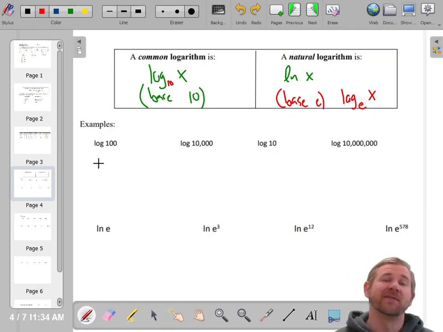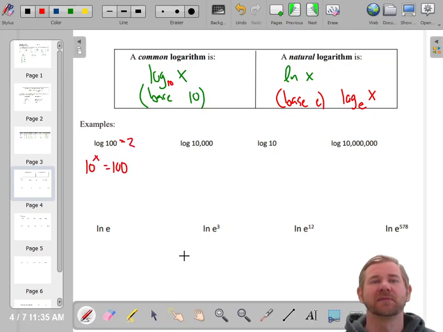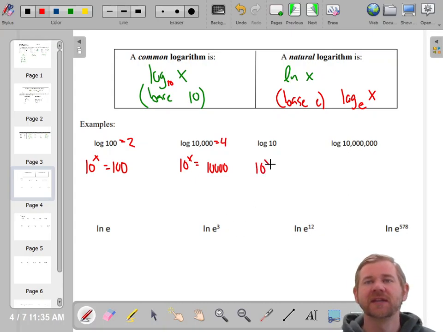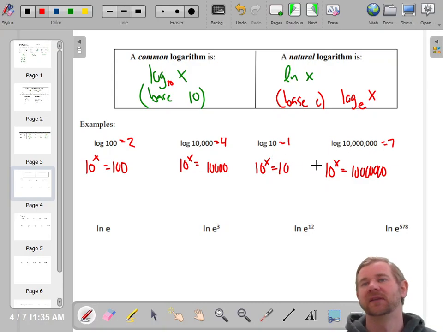But if you don't have a base, you have to realize this is saying the base 10 log of 100. So 10 to what power is 100? The second power. So the log of 100 is 2. 10 to what power is 10,000? Count the zeros. There's 4 of them. 10 to what power is 10? The first power. 10 to what power is 10 million? There's 7 zeros, 1, 2, 3, 4, 5, 6, 7. So 10 to the 7th is 10 million, so the log of 10 million is 7.